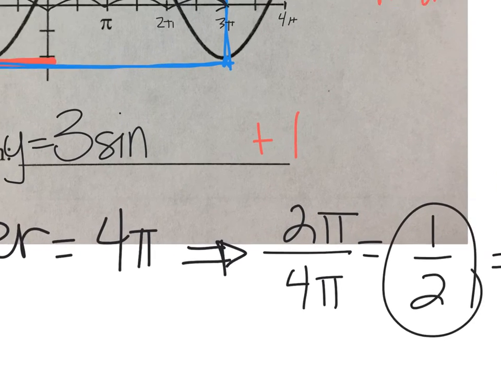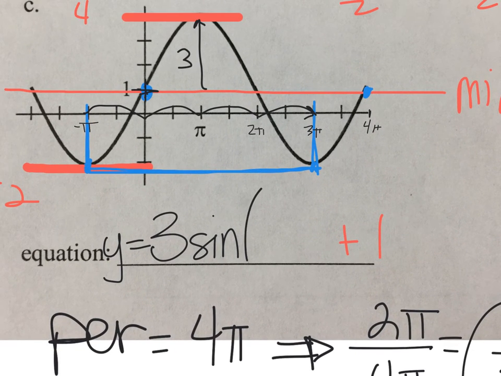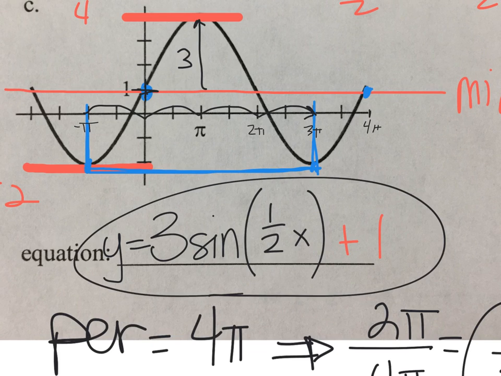And then we have a 1/2 in front of your variable, so parenthesize that just so it looks pretty. And then we have the plus 1 for your midline shift. There's your equation.